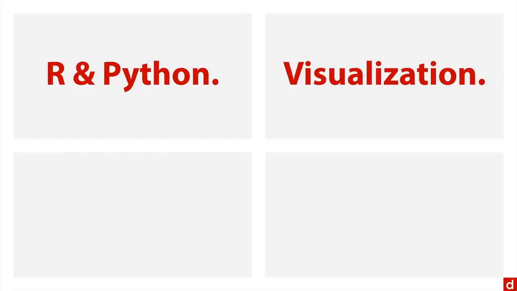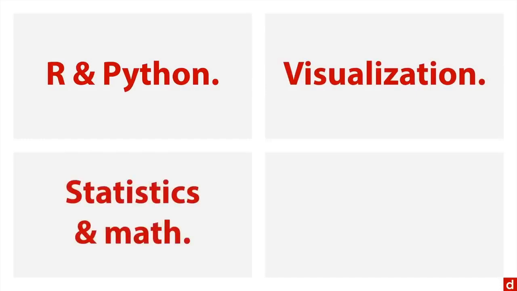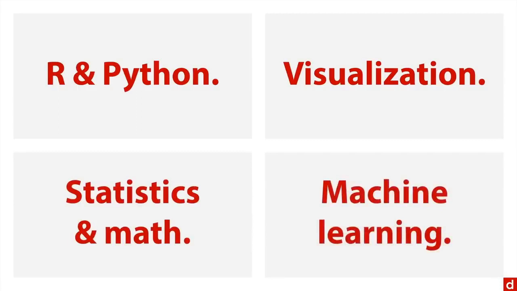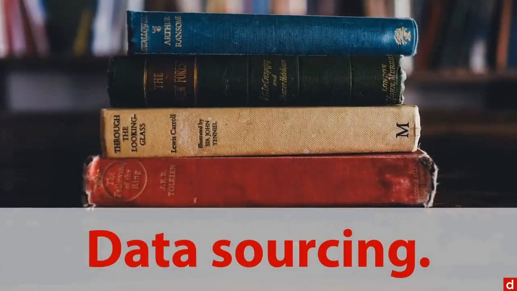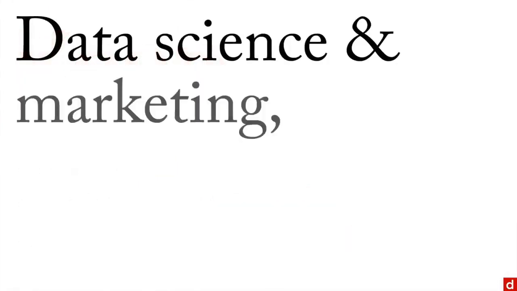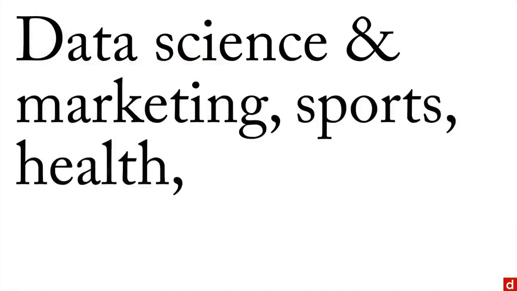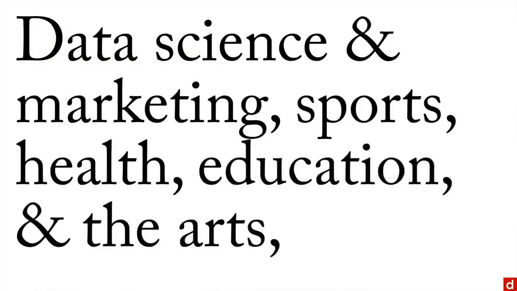You may want to brush up on statistics and maybe some math that goes along with it. And you may want to try your hand at machine learning. All of these will get you up and rolling in the practice of data science. You can also try looking at data sourcing, find the information that you're going to do. But no matter what happens, try to keep it in context. So for instance, data science can be applied to marketing and sports and health and education and the arts and really a huge number of other things. And we will have courses here at datalab.cc that talk about all of those.